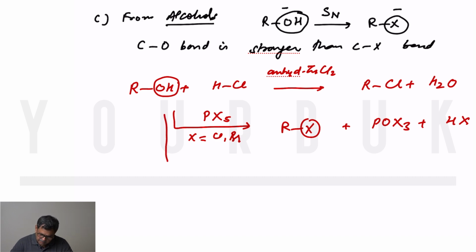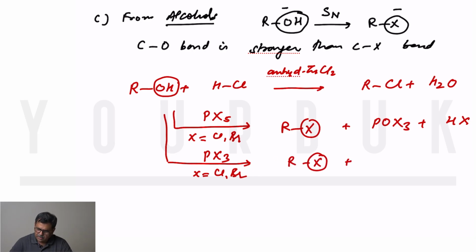We can also use PX3, where X can be chlorine, bromine, and we prefer chlorine generally. So it forms RX, and my side product is phosphorus acid, H3PO3.